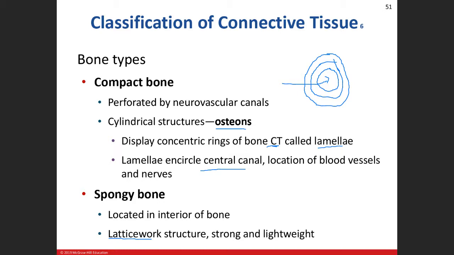The spongy bone is similar to reticular connective tissue, because, you know how the reticular connective tissue made these little compartments.